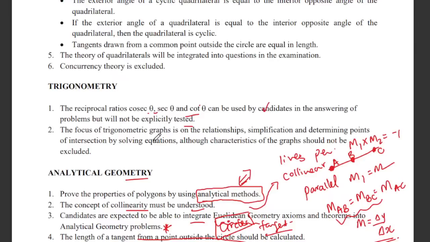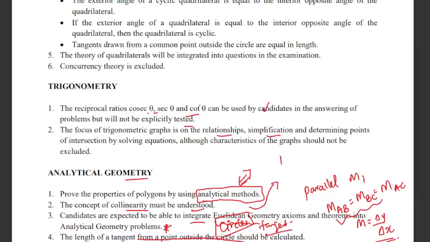The focus of the trig graphs is on the relationships, simplification, and determining the points of intersection. We need to know how the graphs look, for example the sine graph, the cosine, and their intersection. Before we go deep with this trig, just remember one thing: trig is broken down into parts.